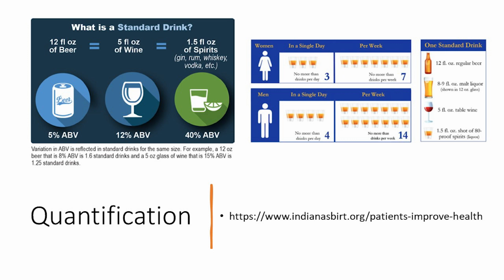This slide here was to quantify what a standard drink is, because we'll see how that is going to play in here in just a little bit. A standard drink is 12 fluid ounces of beer, 5 fluid ounces of wine, and 1.5 fluid ounces of spirits or liquor.